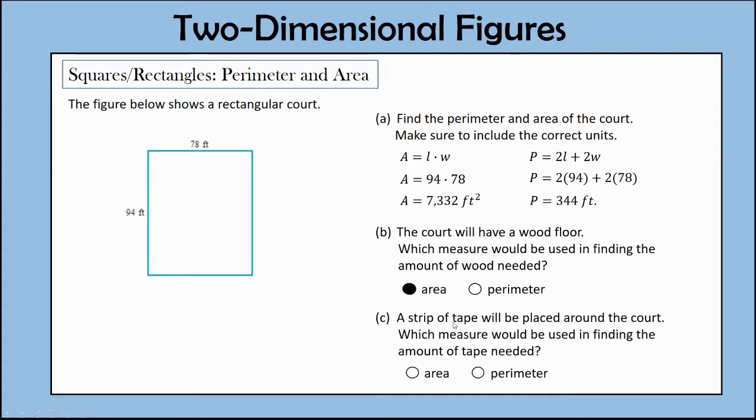C here says we're going to put a strip of tape around the court. Which measure would we use in finding the amount of tape needed? So if I'm going to put a piece of tape around the court, I'm going to start, let's say here, and I'm going to go all the way around the court with tape. That's definitely perimeter. We're going to want to use the 344 feet for that one.